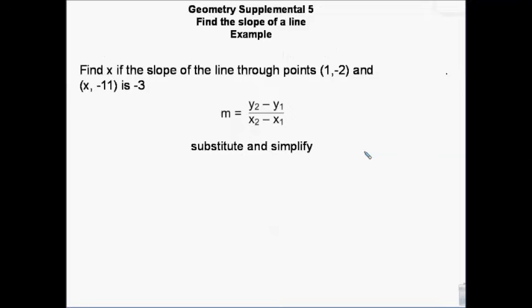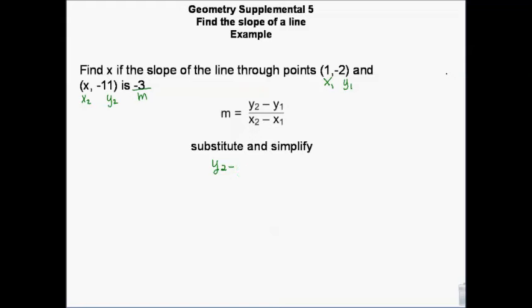Okay, sometimes you're given the slope, so this is m, and we're given a point, but we're missing one of the coordinates. And there's two ways to do this. We could do this with an equation, or we could do it with a picture and graph it. Personally, I think the equation's a little easier, but we can do it both ways. So what we have is we know m is -3. We have, say, x1, y1, x2, y2.